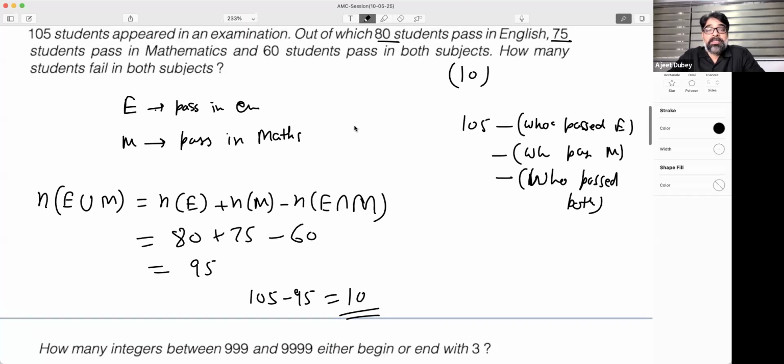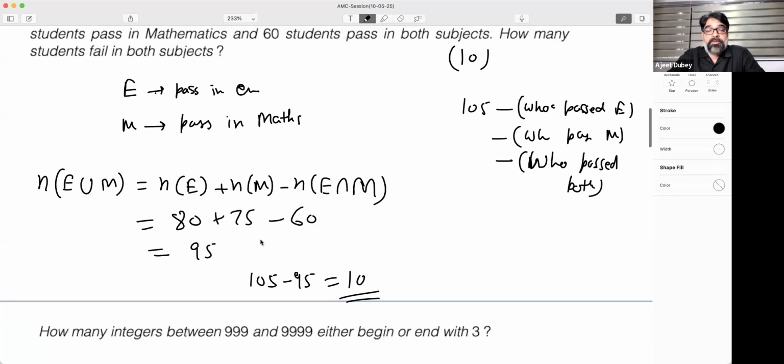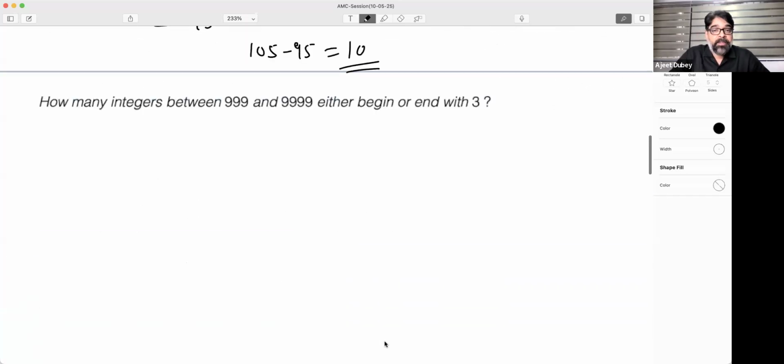There are 80 students who pass in English. So 80 plus 75 minus 60. If you subtract 80 minus 60, that is 20. 20 plus 75 is 95. So 95 students are there who pass in at least one of the subjects. So out of 105 students, 95 pass in at least one subject. So 10 will be the answer.